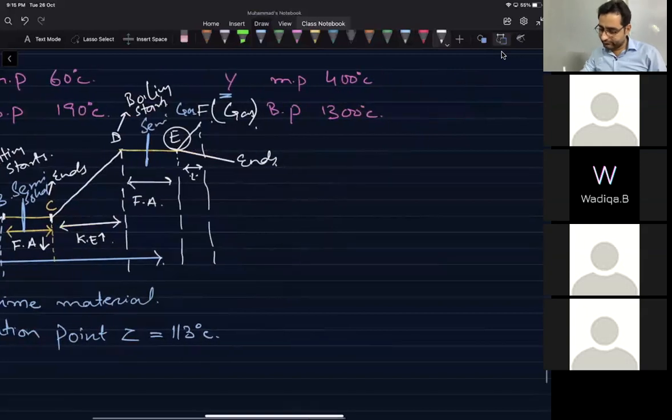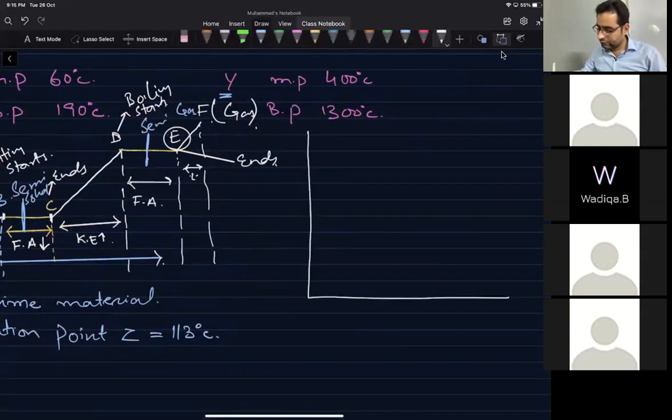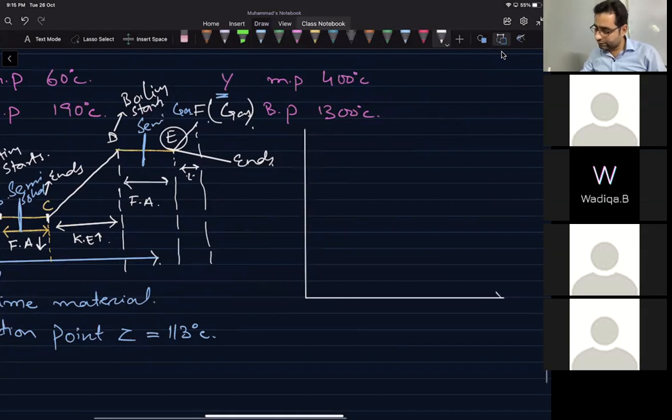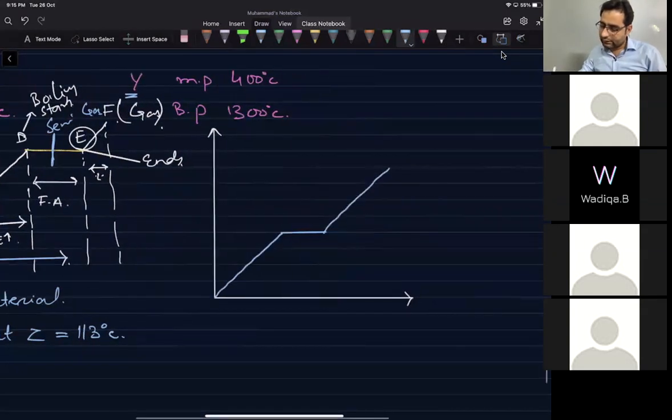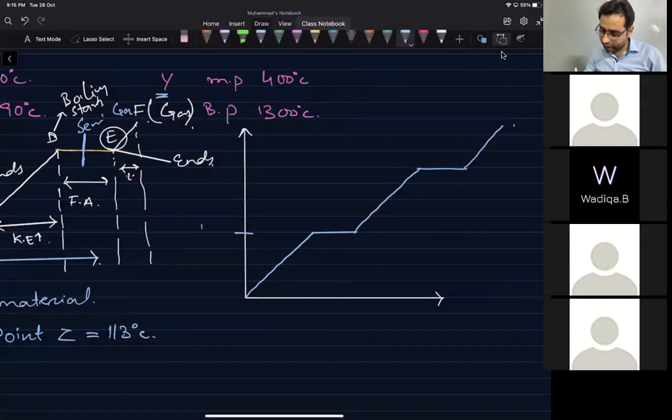This is a heating curve. When temperature is constant the very first time, your graph will be like this. And this is where temperature is constant. Again, it will increase. The very first time, this is the melting point, which is 400, and the boiling point is 1300 degrees C. Again, between these two points, A and B, at B melting starts, at C melting ends. At point D, boiling starts, at point E, boiling ends, and F is our gas.